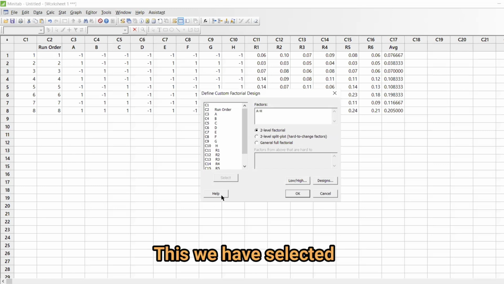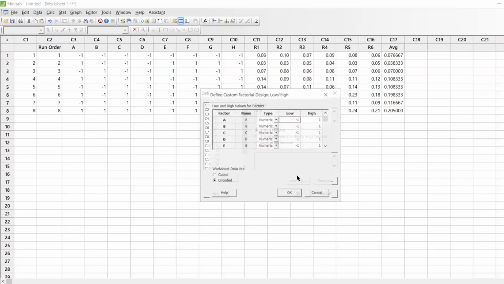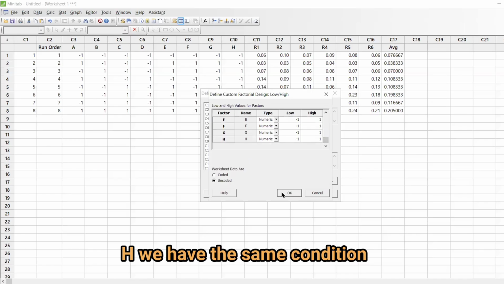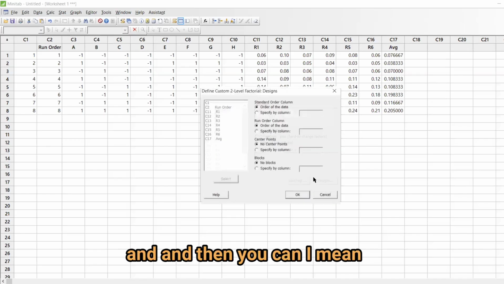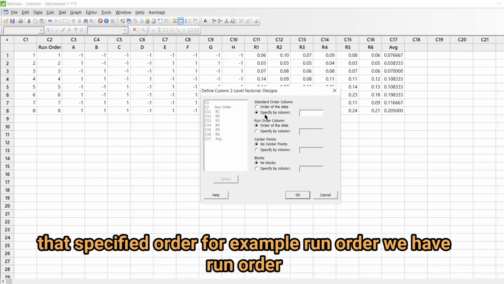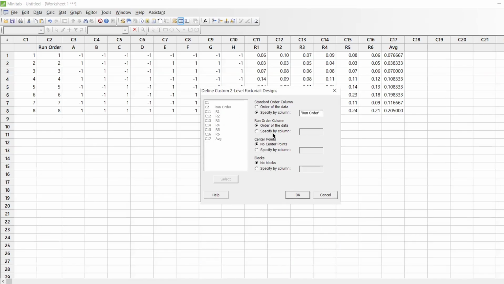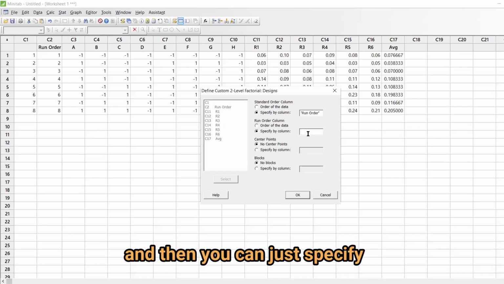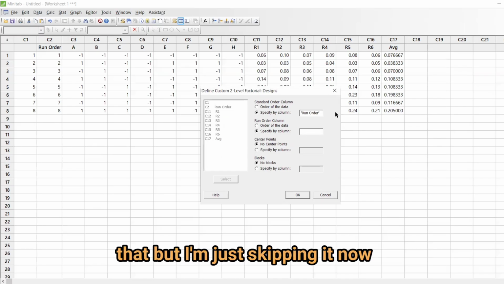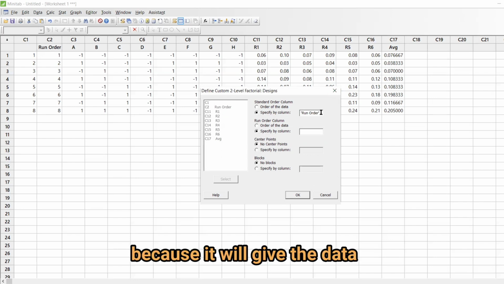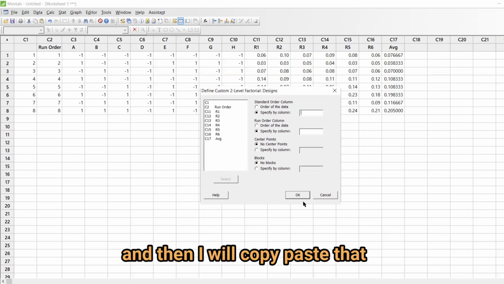This we have selected. And then we have two levels. You can see -1, +1 and all that, right? So up to H, we have the same condition. So this is okay. And then, if we already have it, you can specify the order. For example, we have the run order, and you can just specify that column. But I'm skipping it now because it will give the data and then I will copy paste that.